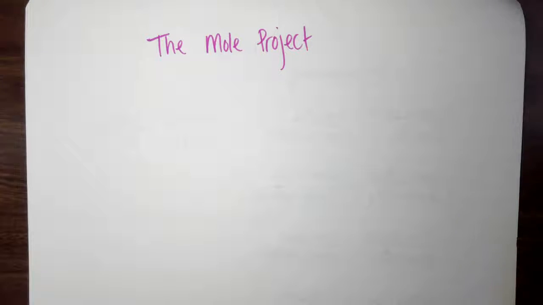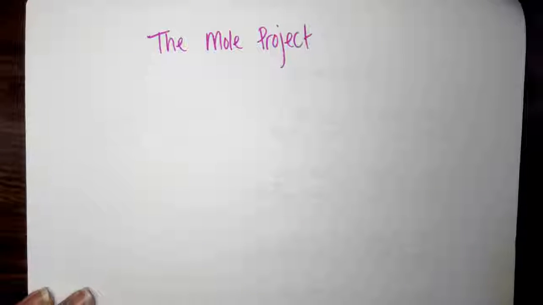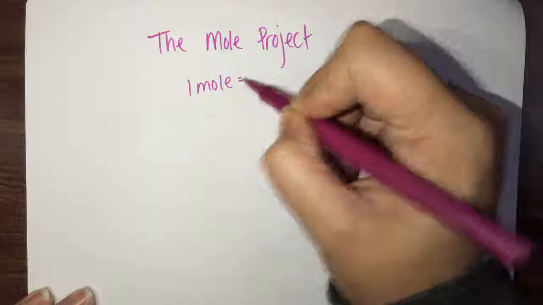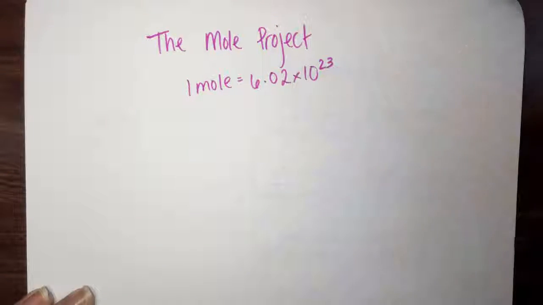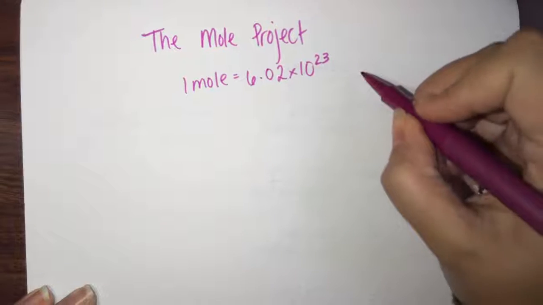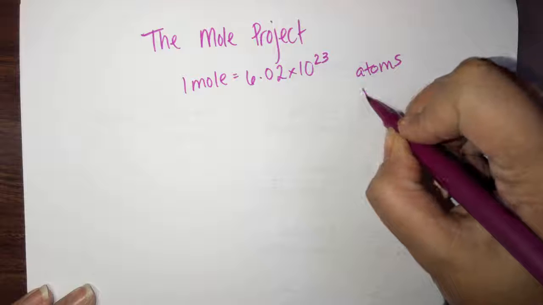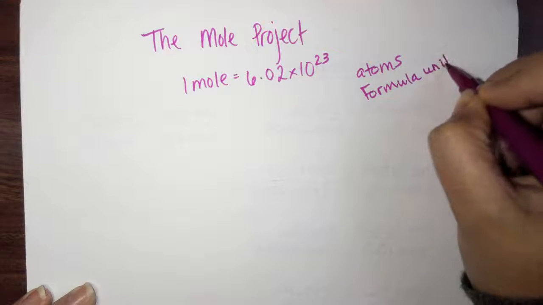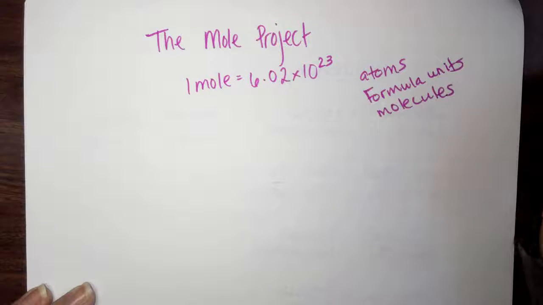Alright, so looking at the mole project, of course the directions are on Google Classroom, but the whole point of the mole project is to look at one mole and how it's a representative number of 6.02 times 10 to the 23rd of something. So far we have looked at atoms, formula units, and molecules. And so we know that one mole can also equal something on the periodic table.